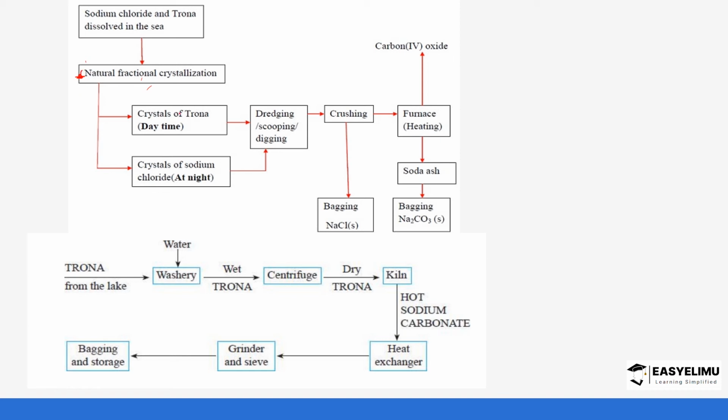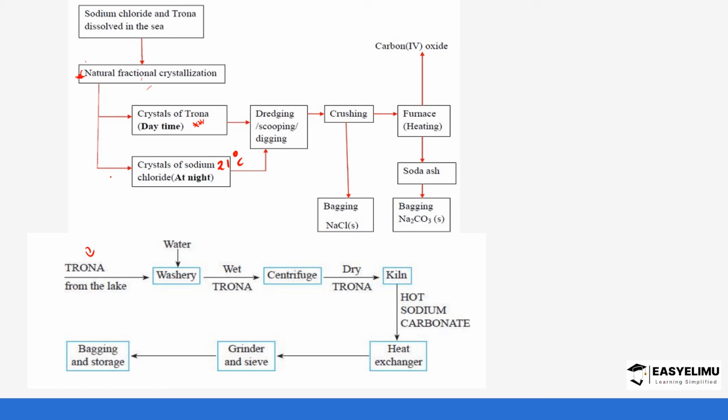During the day when the temperature is 40 degrees Celsius, Trona usually crystallizes out because it has a lower solubility at high temperatures. But at night when the temperature is lower, at 21 degrees Celsius, sodium chloride is the one that crystallizes out. Trona is usually dug by buckets and dredges. So you can see we are removing Trona.